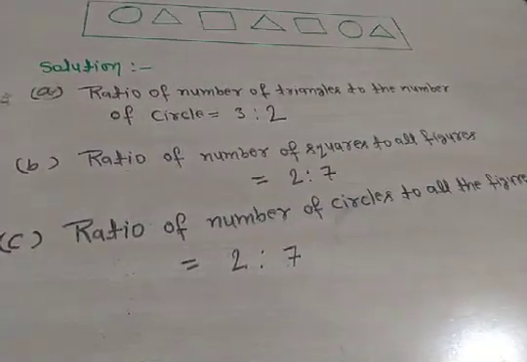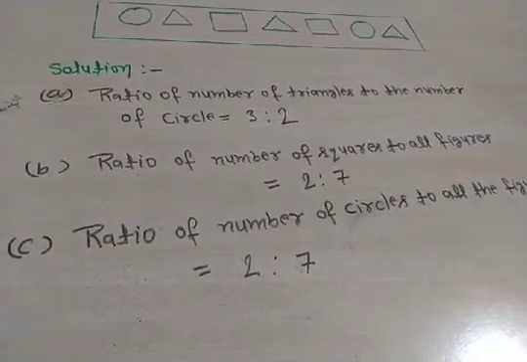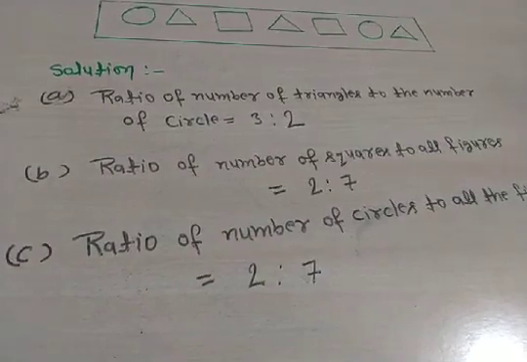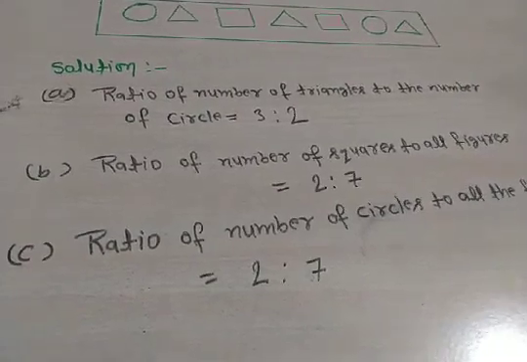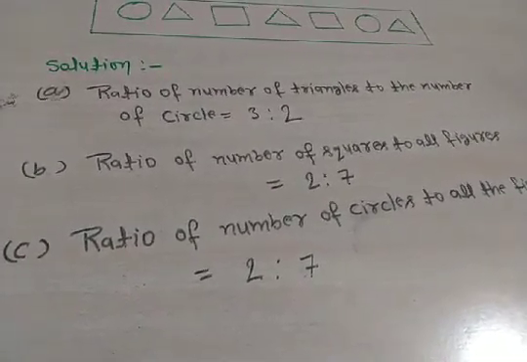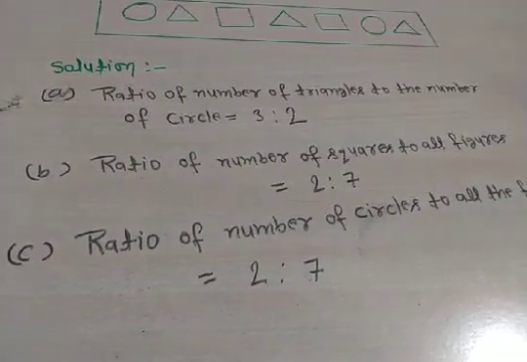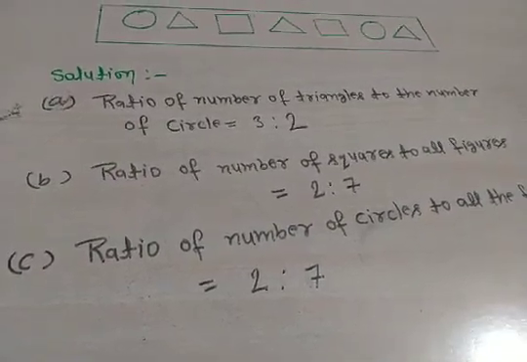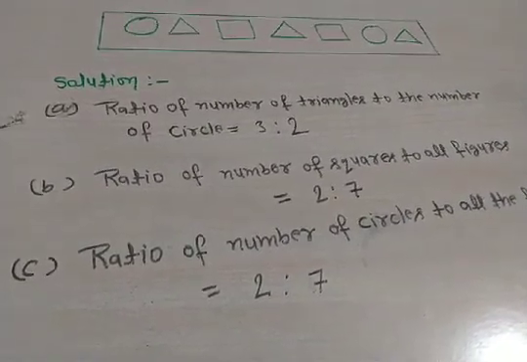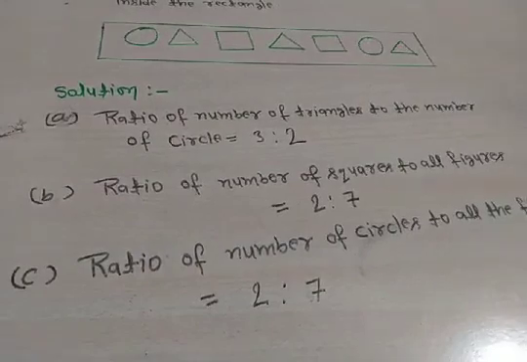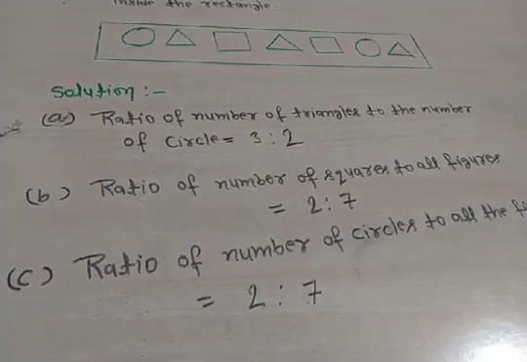In the first part we find the ratio of number of triangles to number of circles. You count: number of triangles is 3 and number of circles is 2. So the ratio becomes 3 ratio 2. In B part we find the ratio of number of squares to all figures. In the given rectangle, the number of squares is 2 and all figures is 7. So the ratio becomes 2 ratio 7.